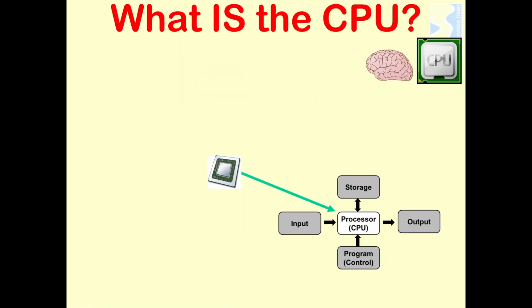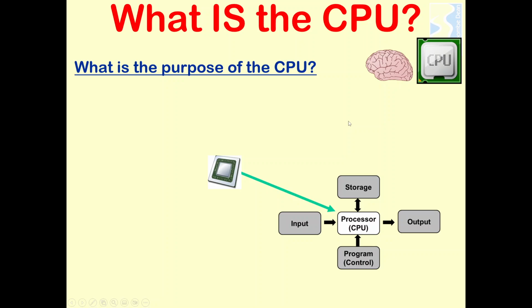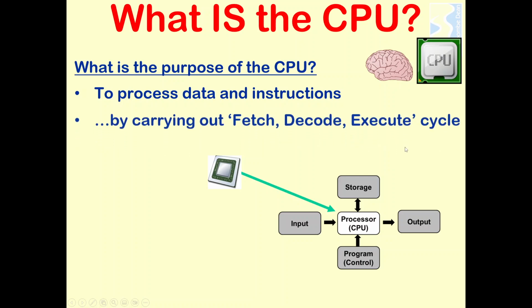Okay, so now we've looked at types of computer systems, we are looking at one of the most important parts of the computer, the CPU, the process part in the middle of the computer system. What is the purpose of the CPU? What is its reason? To process data and instructions by carrying out the fetch, decode, execute cycle.